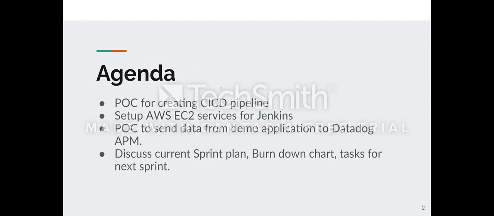To begin with, I'm going to go over the agenda real quick. Over the past few weeks, we have successfully created the CI/CD pipeline, and we also set up the AWS EC2 server for Jenkins to be hosted at, and we'll also be able to send data from the demo application to the Datadog APM by now. We are also going to discuss our current sprint plan, the burn down chart, as well as the tasks for the next sprint.